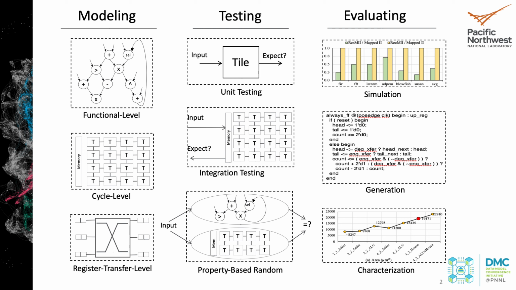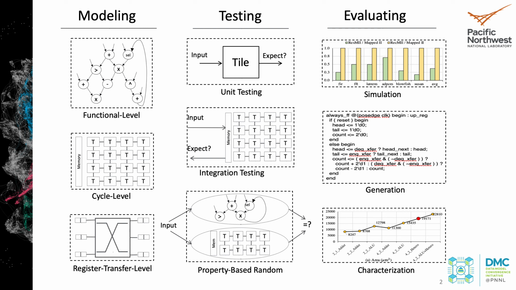Many existing CGRA compilers include cycle-level modeling with cycle accuracy. The register transfer level, also known as the RTL, modeling, is more and more important currently with the open source community growing. It provides the most accurate model and provides synthesizable Verilog to the users. For testing, a robust framework should be able to perform unit testing and integration testing conveniently. OpenCGRA also enables the property-based random testing to speed up the verification procedure.